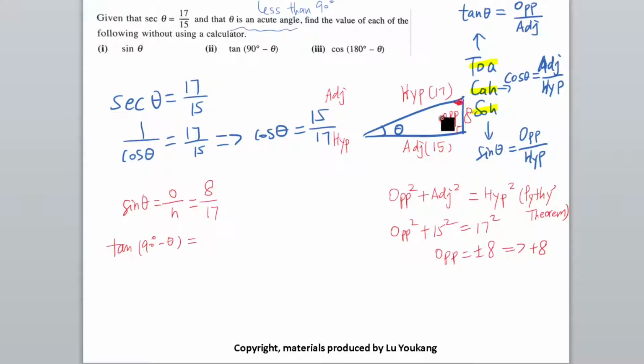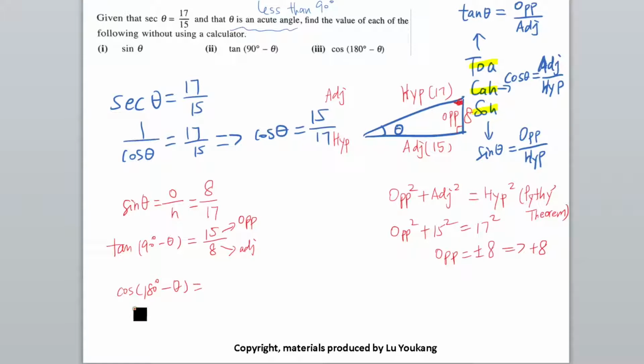Next, we are asked to find tangent of (90 degrees minus theta). That means the other angle in red. Therefore, tangent is opposite over adjacent. So your opposite is 15 now, and your adjacent is 8 because of the angle in red. So you get 15/8 for tangent of (90 degrees minus theta).